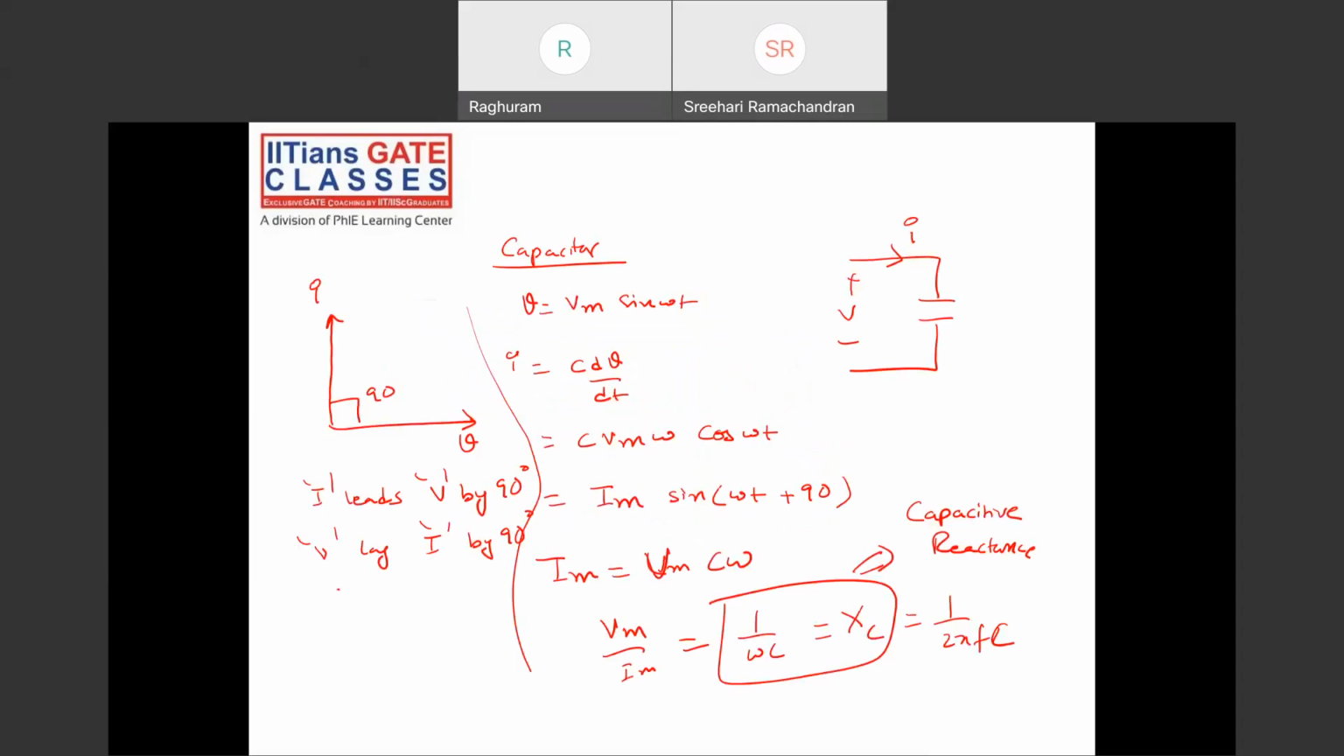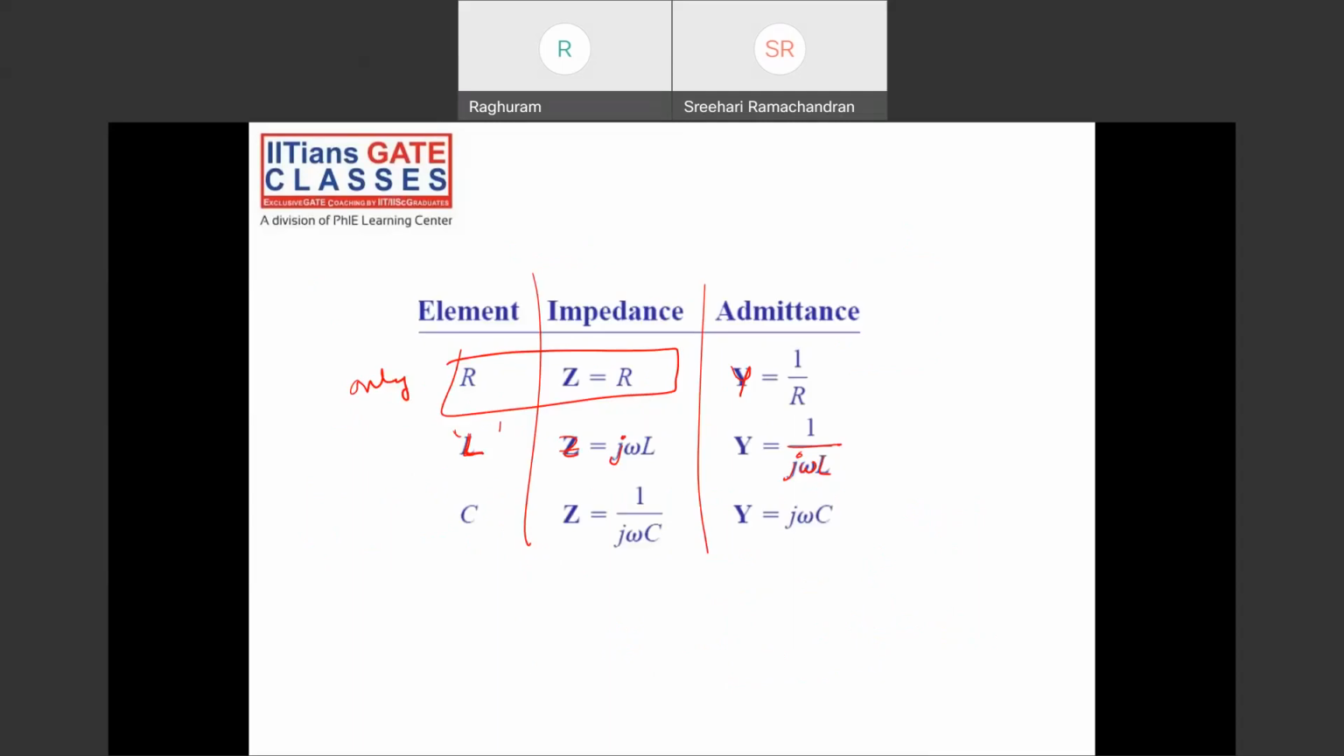Because you got this plus 90, you can replace it by j. So Z is j omega L. Omega is 2 pi f. This is called XL, which is nothing but inductive reactance.